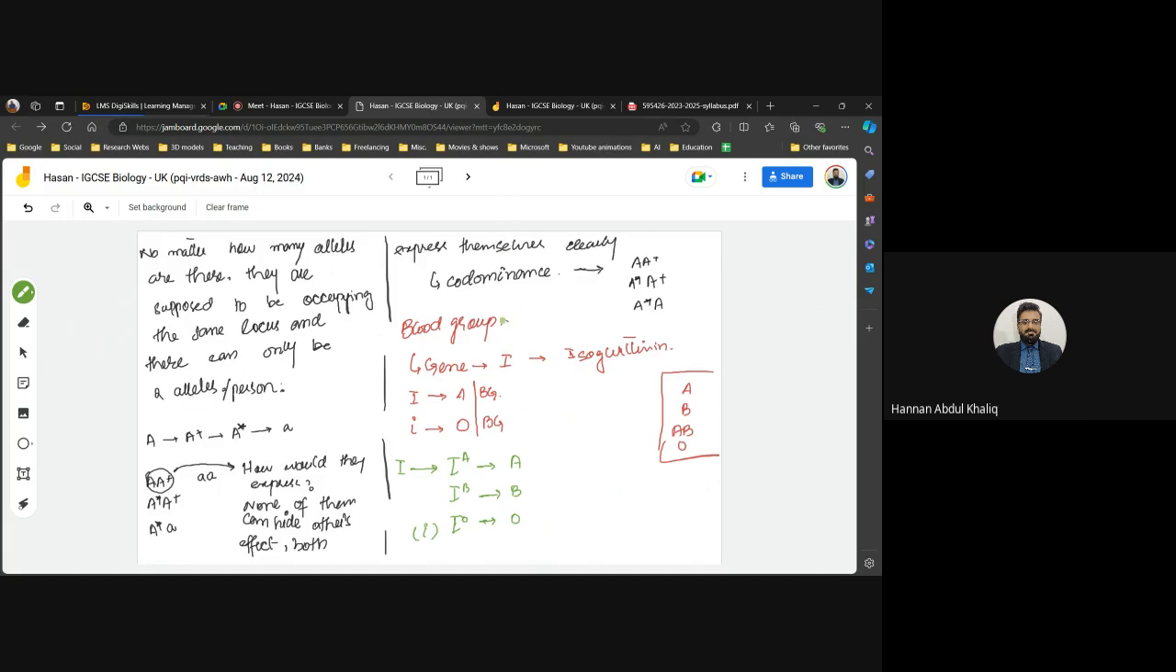Now, let's suppose I ask you to make the genotypes. This is the column to mention alleles. This is the column to mention the groups. Now, the third column: let's make the genotypes of these blood groups. What do you suppose would be the genotypes for A blood group?